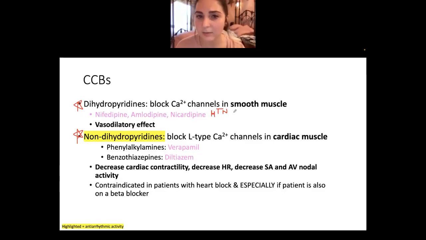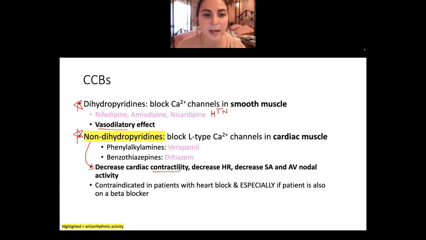I will say with these dihydropyridine calcium channel blockers, you can have reflex tachycardia. And the reflex tachycardia has nothing to do with anything other than the vasodilation triggers the baroreceptors to think that you're losing blood pressure. So it triggers very quickly your heart rate to increase. So it's called reflex tachycardia. It's totally normal. It just doesn't have anything to do with the drug. It has to do with the baroreceptors thinking that the blood pressure is dropping. Okay, but your non-dihydropyridines, these are affecting the ones specifically in the heart.